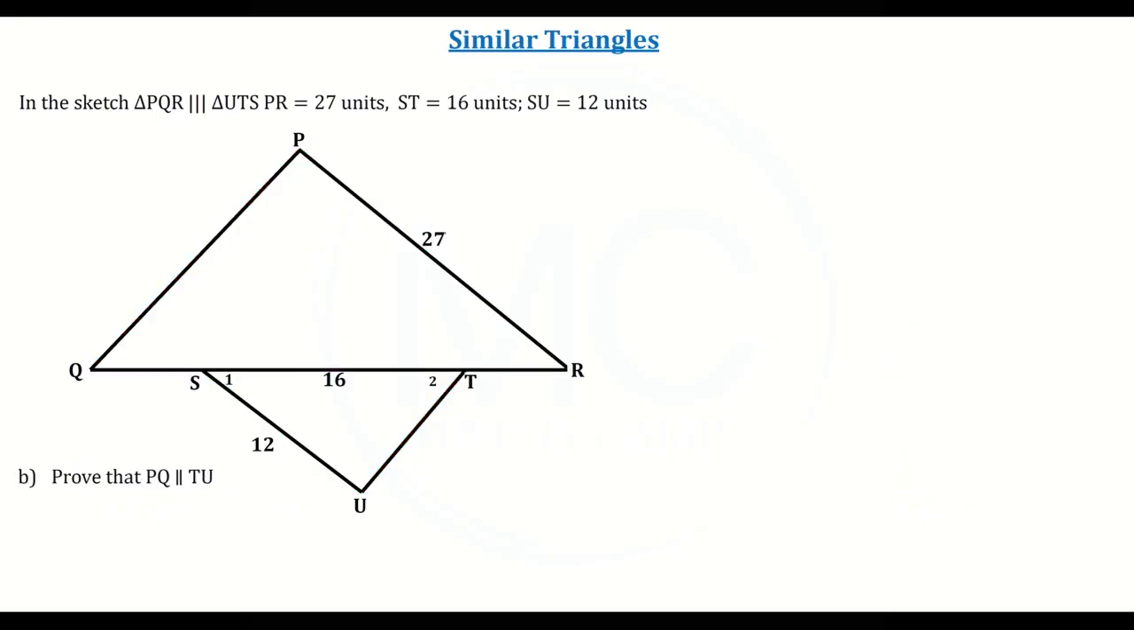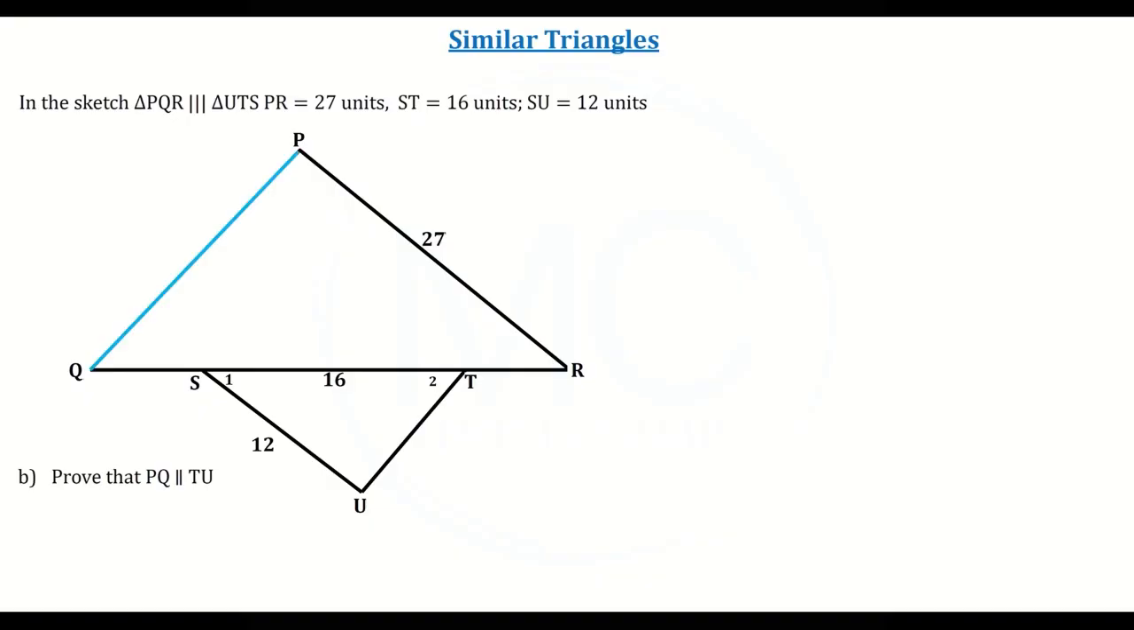Prove that side PQ is parallel to side TU. We know from our work with parallel lines and angle relationships that if we have two parallel lines cut by a transversal line, then we can prove that alternate angles and corresponding angles are equal. We also know that if alternate angles or corresponding angles are equal, then we can use this to prove that two lines are parallel. Here, we need to prove that PQ is parallel to TU.